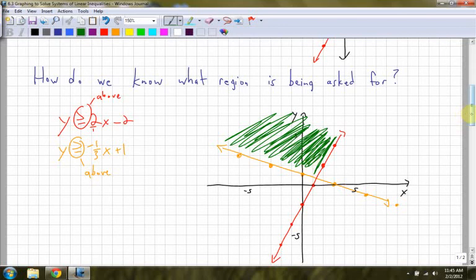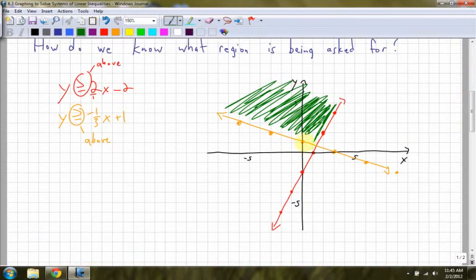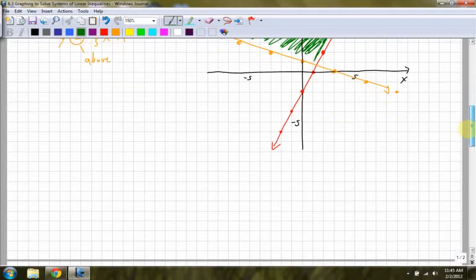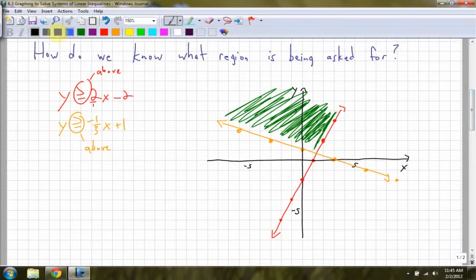Remember how I showed you how it cuts it into 4 regions? Well, we're in region number 1, above the red line and above the yellow line. And what you can do is you can actually check. Just test a point to make sure.